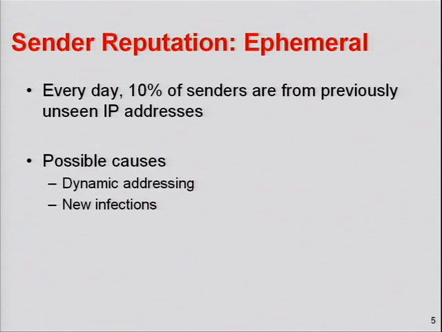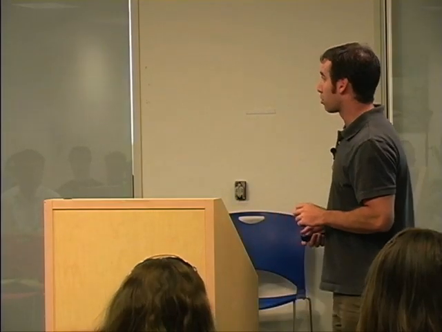But one of the drawbacks is that if you've never seen an IP address before, you may not actually know what to do with it, right? There's no reputation, good or bad, about that sender. There are other problems as well. But from our data alone, on any given day, about 10% of the senders sending the spam hitting our spam traps are coming from IP addresses that we have never seen before. So even if you had the perfect reputation on IP addresses that you'd seen before, there's still a fair number of senders cropping up new every day.